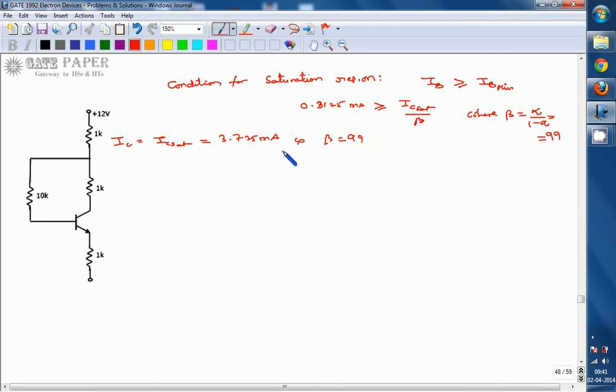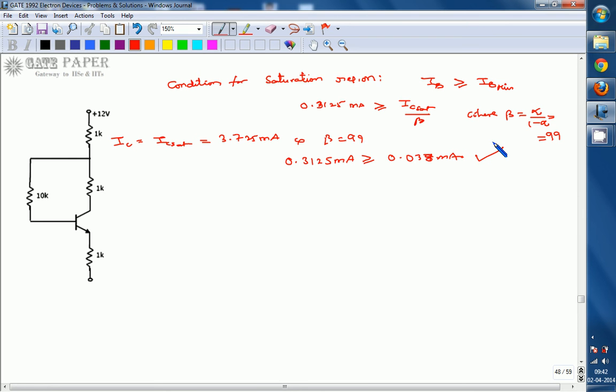If you substitute this one you will get IB minimum, and the IB value actually flowing in the transistor is greater than this one. The value of IB minimum is around 3.725 by 99. So it will be 0.037 or 38 milliamperes you will get. So the transistor is indeed in saturation. Definitely we can be sure that the condition is satisfied, so the transistor is in saturation.